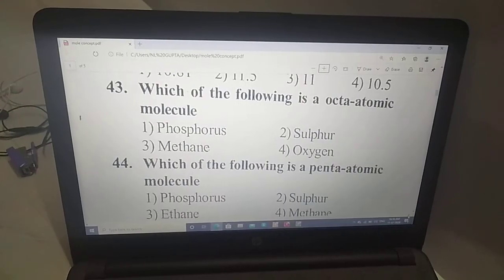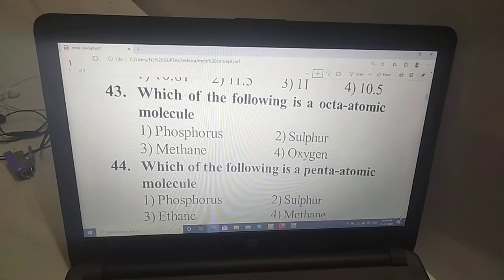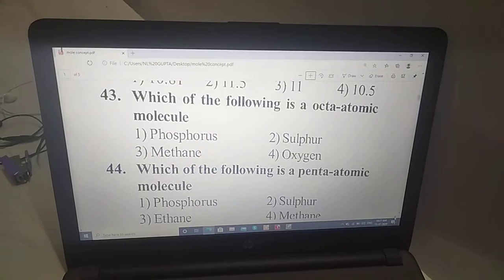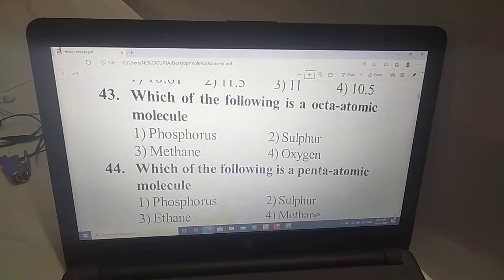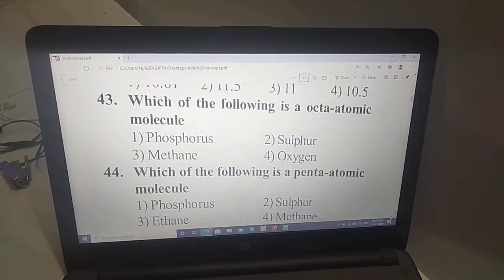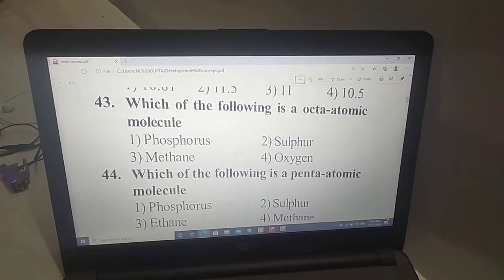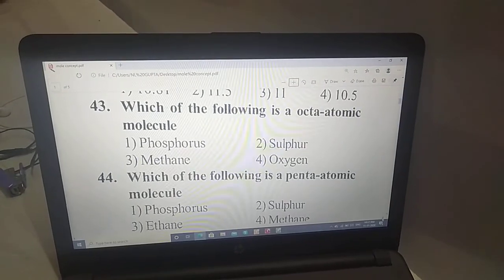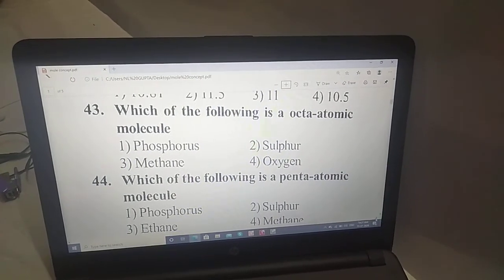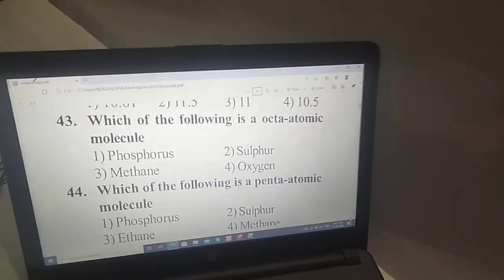Now let us see question number 43, student. That is also a very easy problem, they have given a direct formula. Which of the following is an octaatomic molecule? The options are phosphorus, sulfur, methane and oxygen. They are asking for octaatomic, so the atomicity should be 8. In which case is it possible, student? Let us see on the board for this problem.